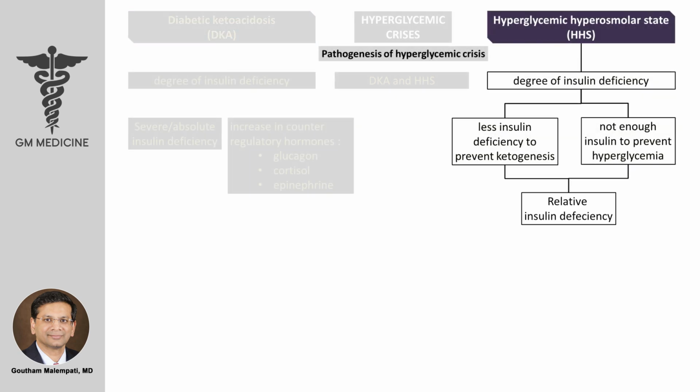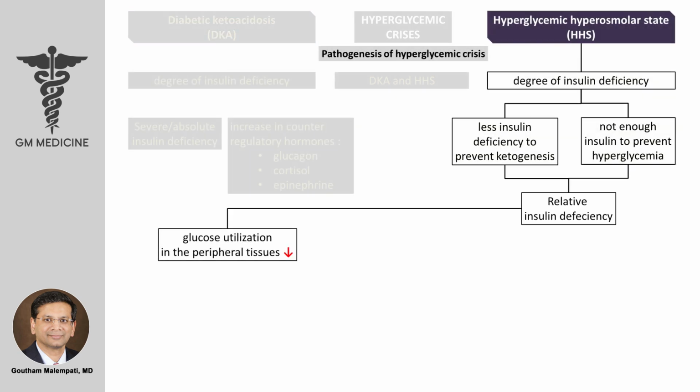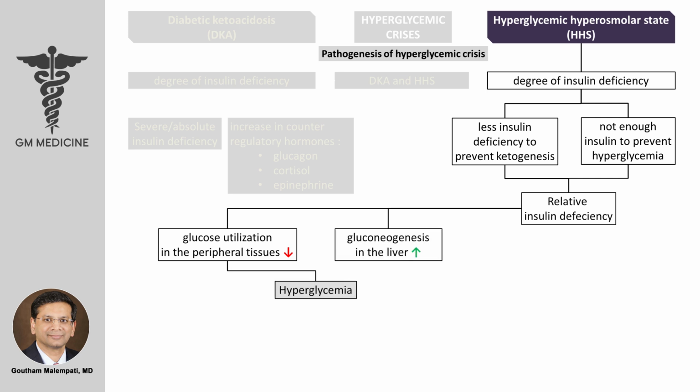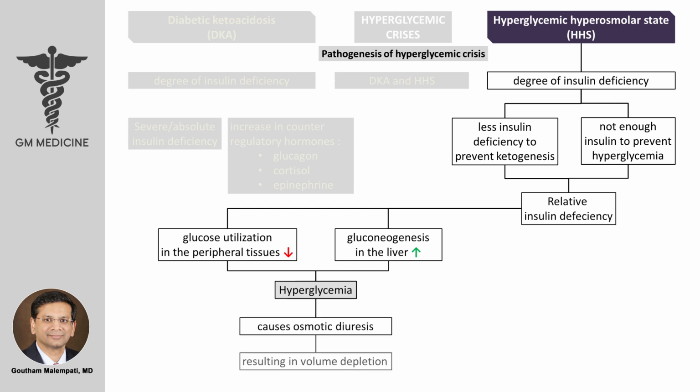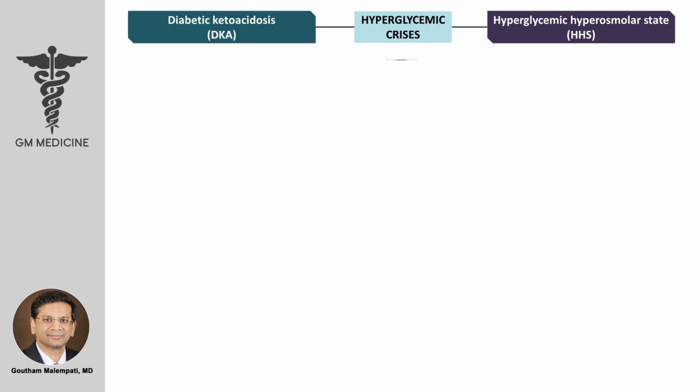When there's a relative insulin deficiency, there's decreased glucose utilization in the peripheral tissues, resulting in hyperglycemia. There's also increased gluconeogenesis in the liver, causing hyperglycemia, which causes osmotic diuresis, resulting in volume depletion, which in turn causes hyperosmolarity. Diagnostic criteria for diabetic ketoacidosis and hyperglycemic hyperosmolar state.